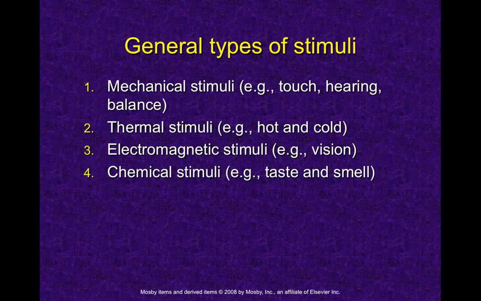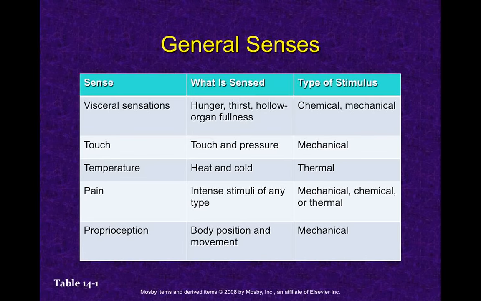So general types of stimuli, we have mechanical stimuli, which is touch, hearing, and balance. Thermal stimuli, so hot and cold. Electromagnetic stimuli, which is vision. And chemical stimuli, which is taste and smell. This is a good little chart. You don't have to know this chart altogether, but just know that it exists.